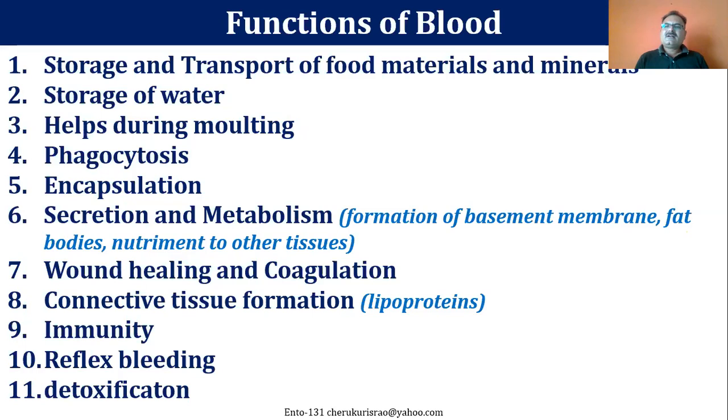So it means the insect blood has a lot of roles in storage and transport of food materials, minerals, ions, hormones, everything. They have a lot of water; 90% of the plasma is water. And the blood circulatory system helps during the molting stage. And these blood cells also have a lot of roles in the defense mechanism through phagocytosis and encapsulation and other duties as well.